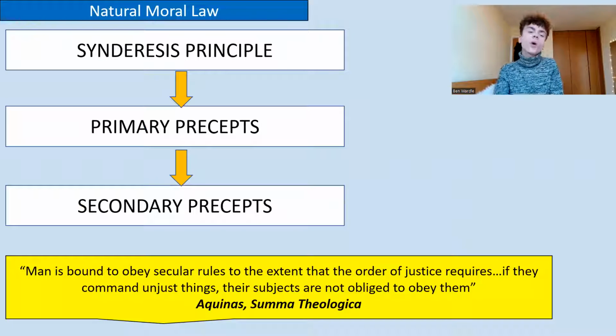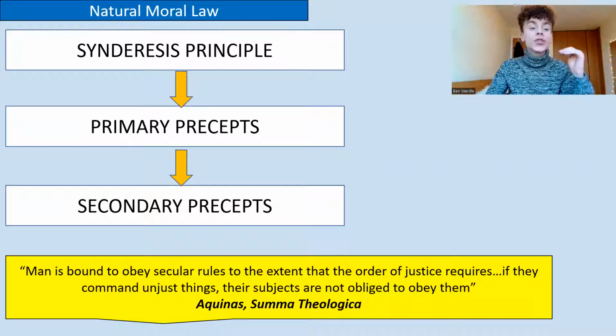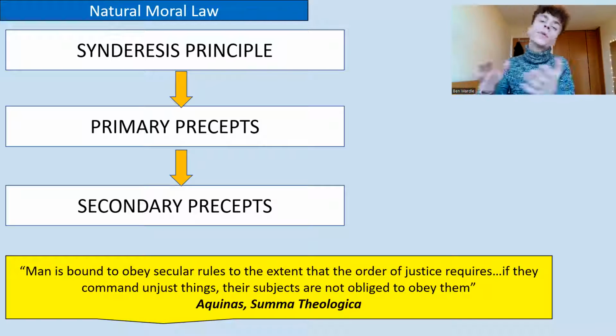So here is another little graph for you. Don't get too excited. We have the synderesis principle there, that good is to be done and pursued and evil is to be avoided. Now, this then feeds into the primary precepts. And these are 5 primary precepts that Aquinas believes every person has a duty to do, and that by doing them, you will fulfill your telos, which is the ultimate end goal of life. It's the whole point of being here, to fulfill your telos.